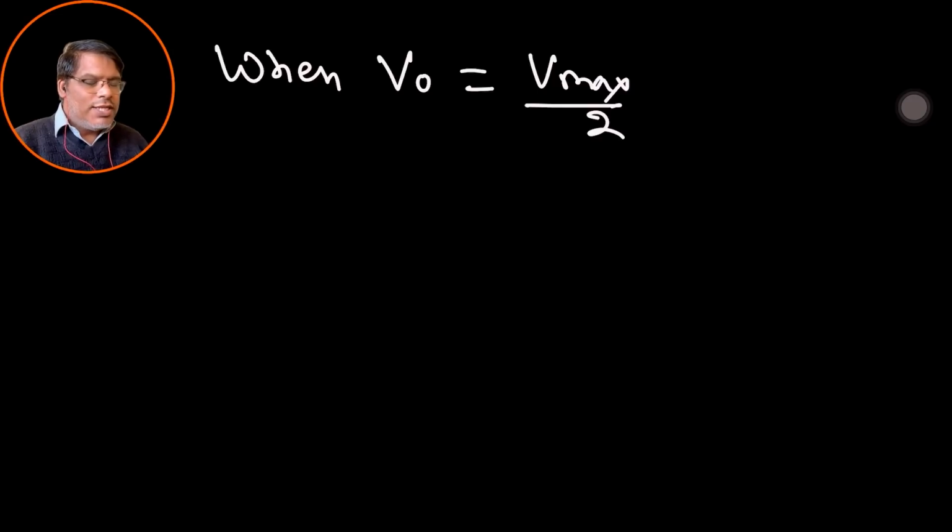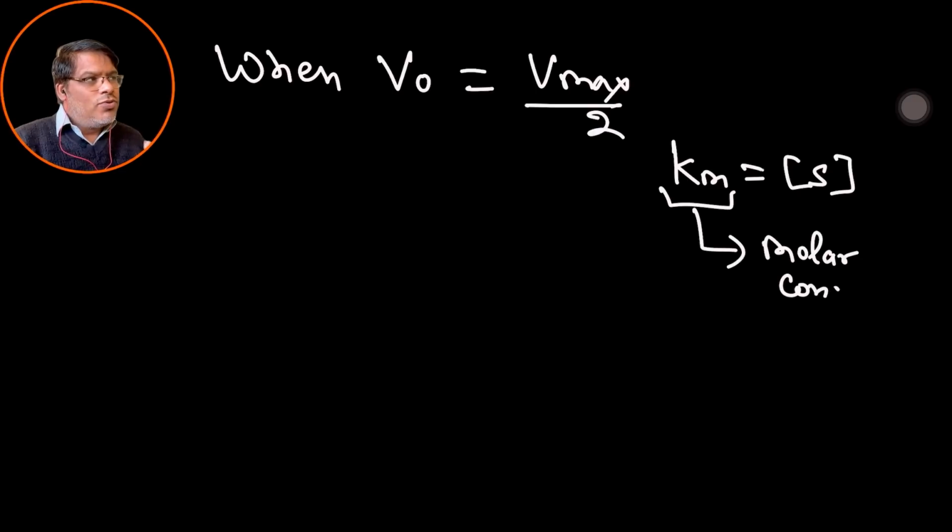So now you can easily understand that at the point when VO, the velocity of the enzyme, is half of Vmax, the Km is going to be equal to the substrate concentration. So keep in mind, Km, the Michaelis Menten constant, is actually the substrate concentration at which the enzyme has a velocity that is half of Vmax.